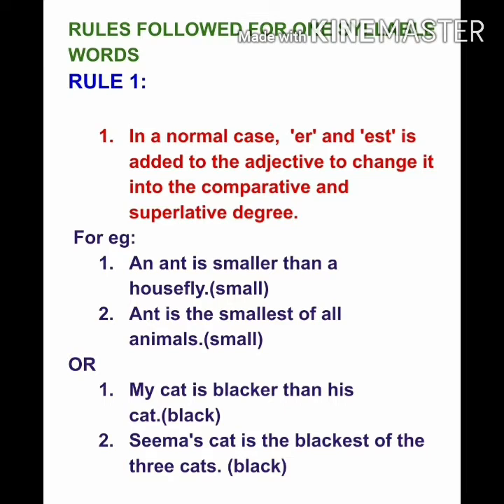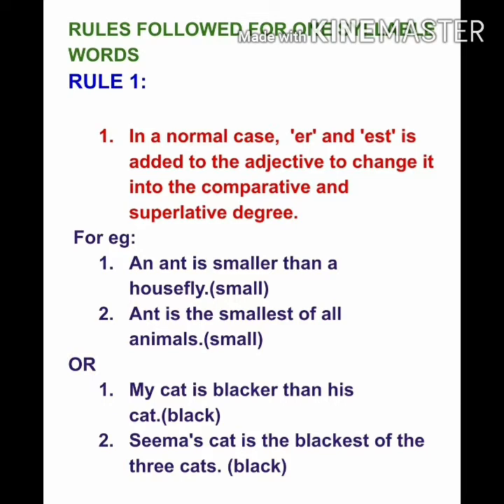Children, here I would like to remind you that we are talking about one-syllable words. I hope you remember what one-syllable words are. One-syllable words mean words that are pronounced without a break. Now let's look into Rule 1.